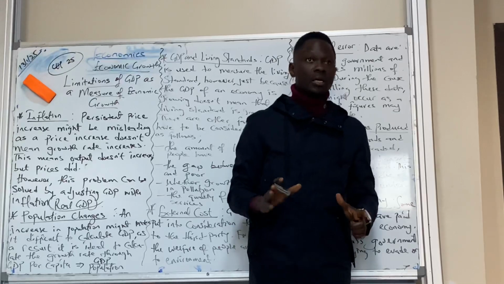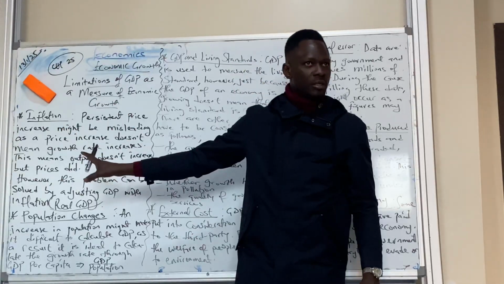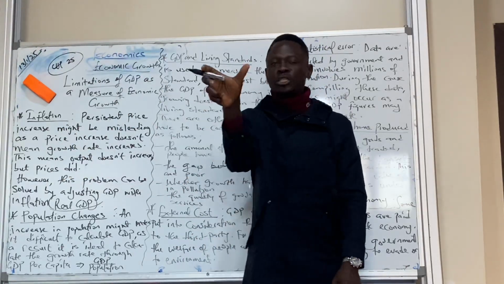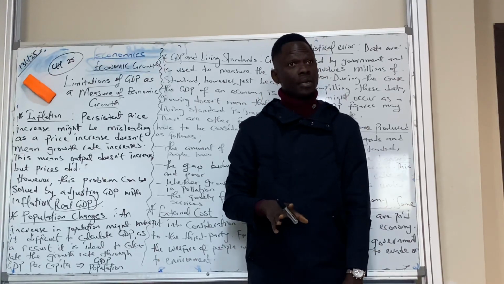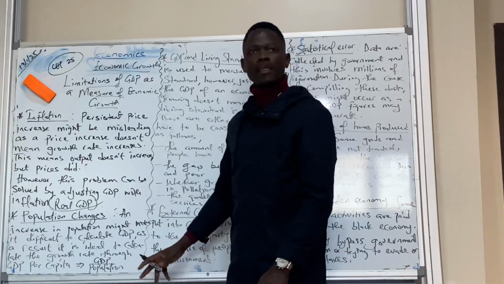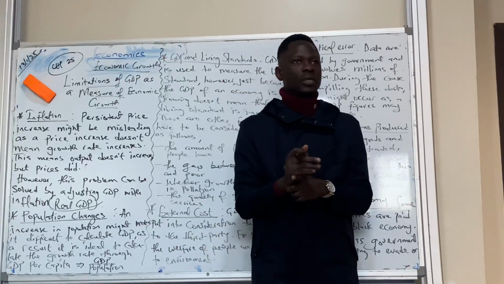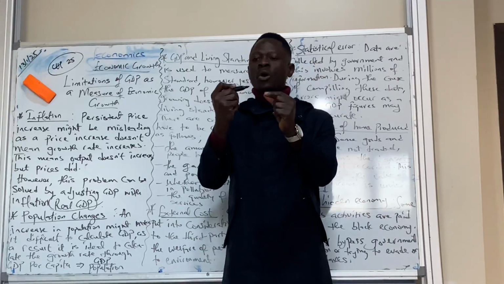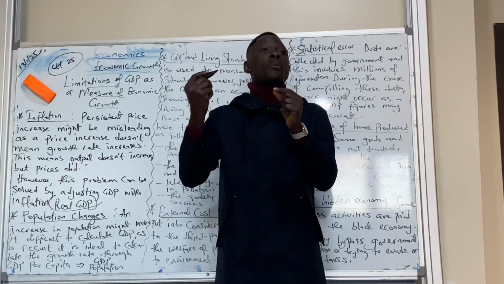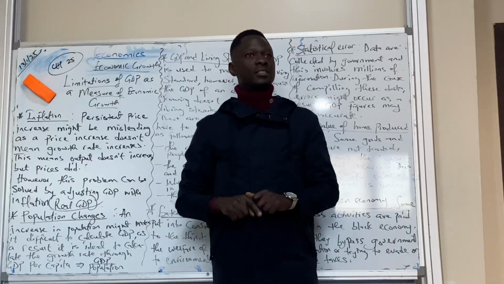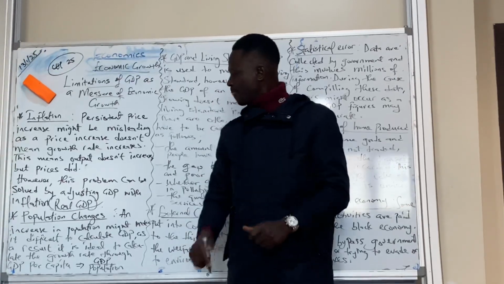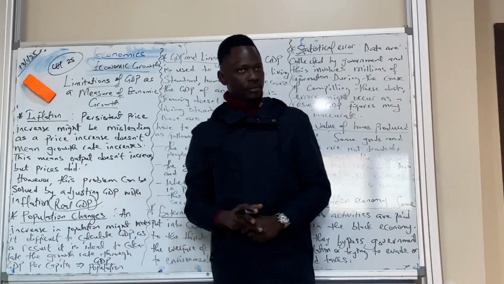Is it clear? The problem is inflation. To solve the problem, you adjust inflation with the GDP. Is it clear? Yes. Any question about that? How can you adjust GDP? With the inflation rate. What is the inflation rate? Oh, 1.5%. What is the GDP rate? 2.5%. Then you calculate it together. Clear? The second problem is population.